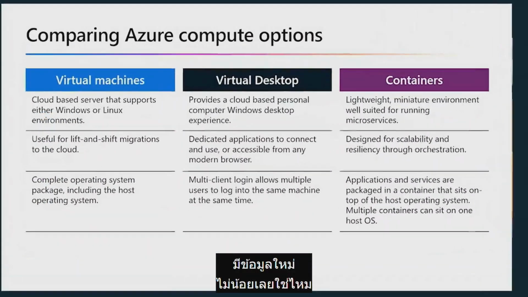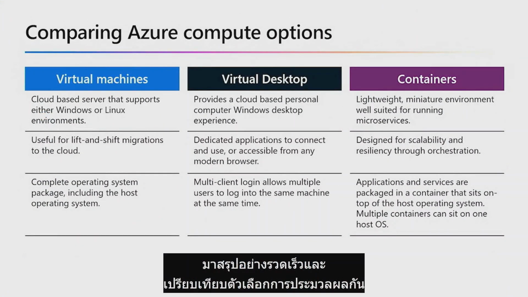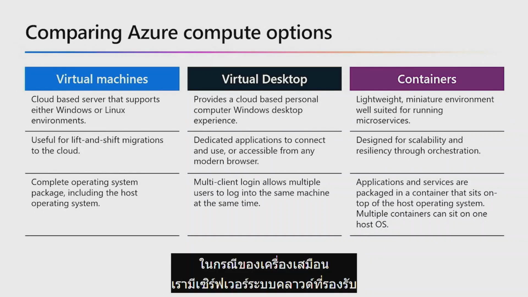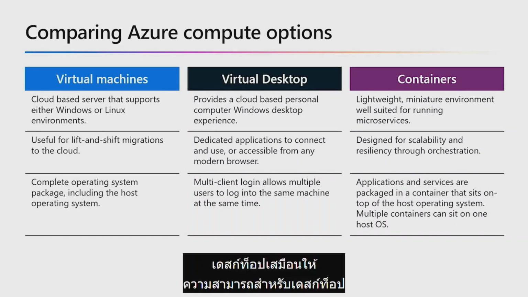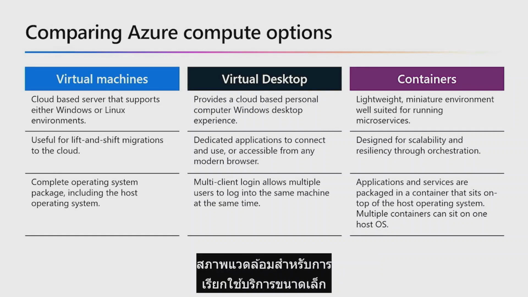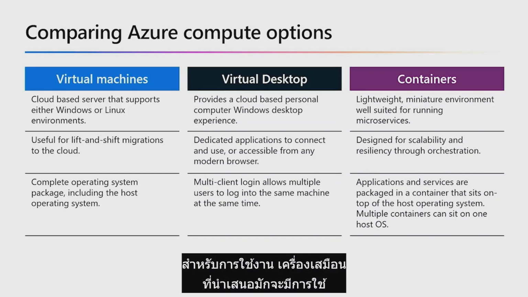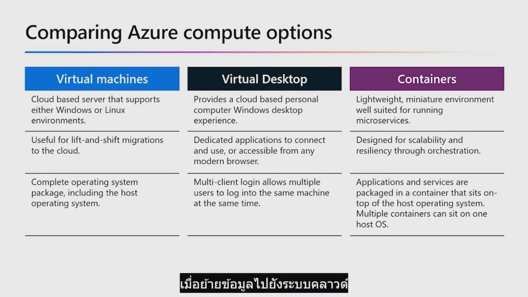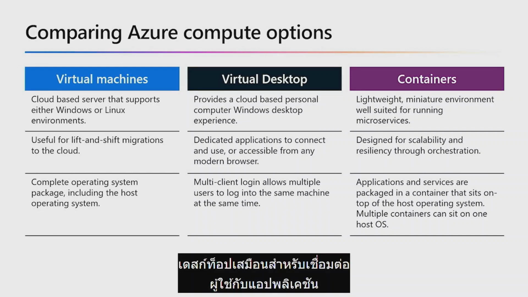Quite a bit of new information, isn't it? Let's do a quick recap and compare the compute options. In the case of a virtual machine, we have a cloud server supporting Windows or Linux. A virtual desktop provides capabilities for a Windows cloud desktop. Containers, on the other hand, offer an environment for running microservices. As for their usage purpose, virtual machines are typically used when migrating to the cloud, virtual desktop for connecting users to desktop applications, and containers for scalability.